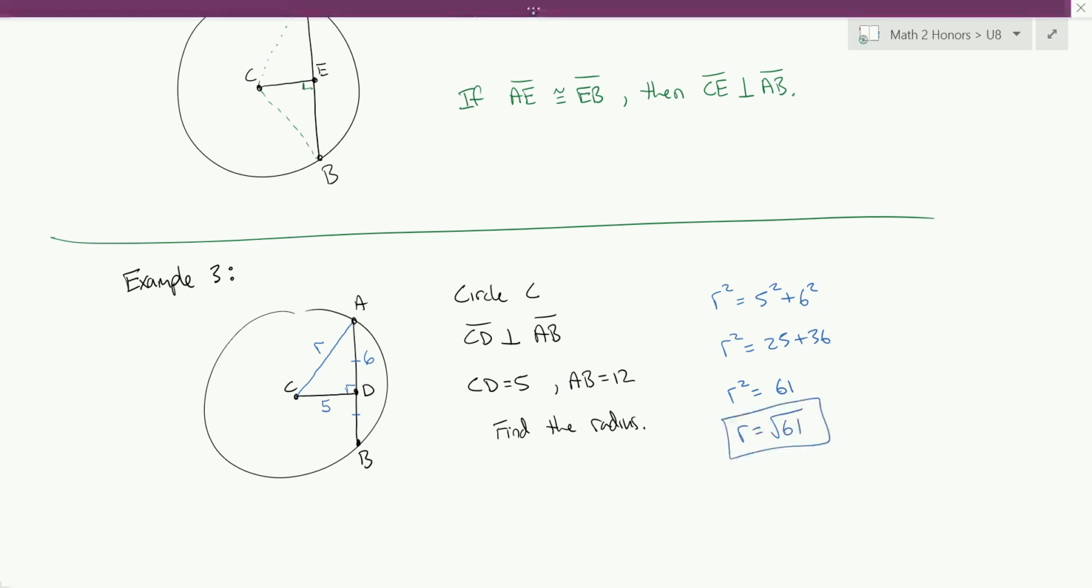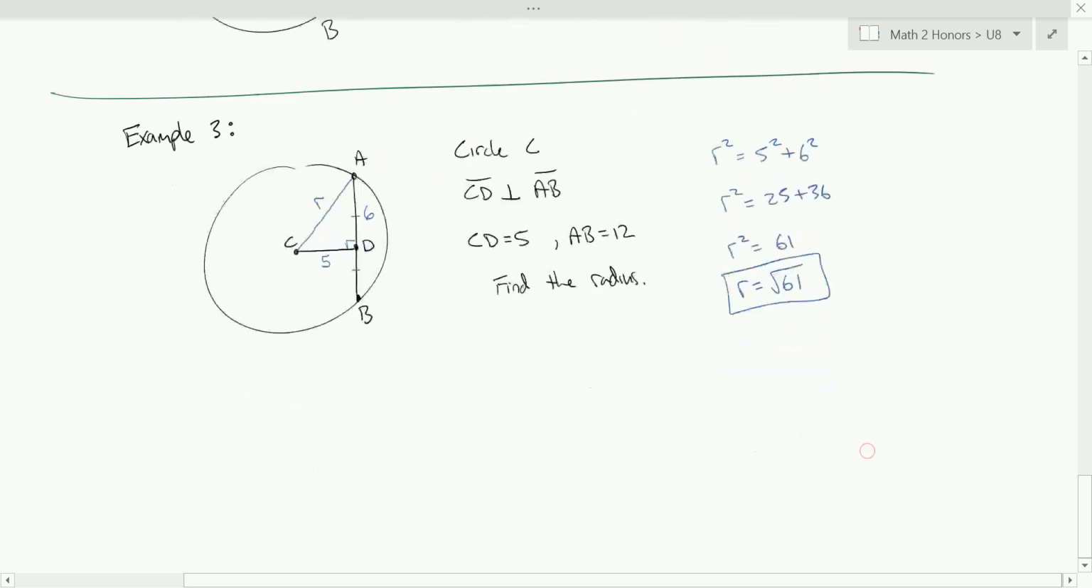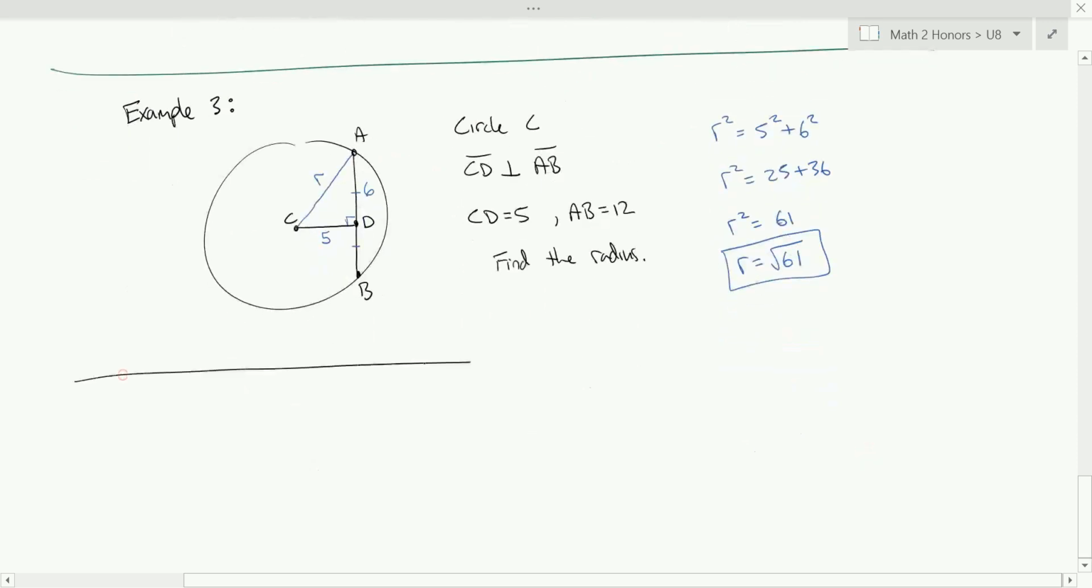So always be mindful of the radius. You can put it anywhere you want to help you out with the example. Keep that in mind for this next one. It's going to be a little trickier now.